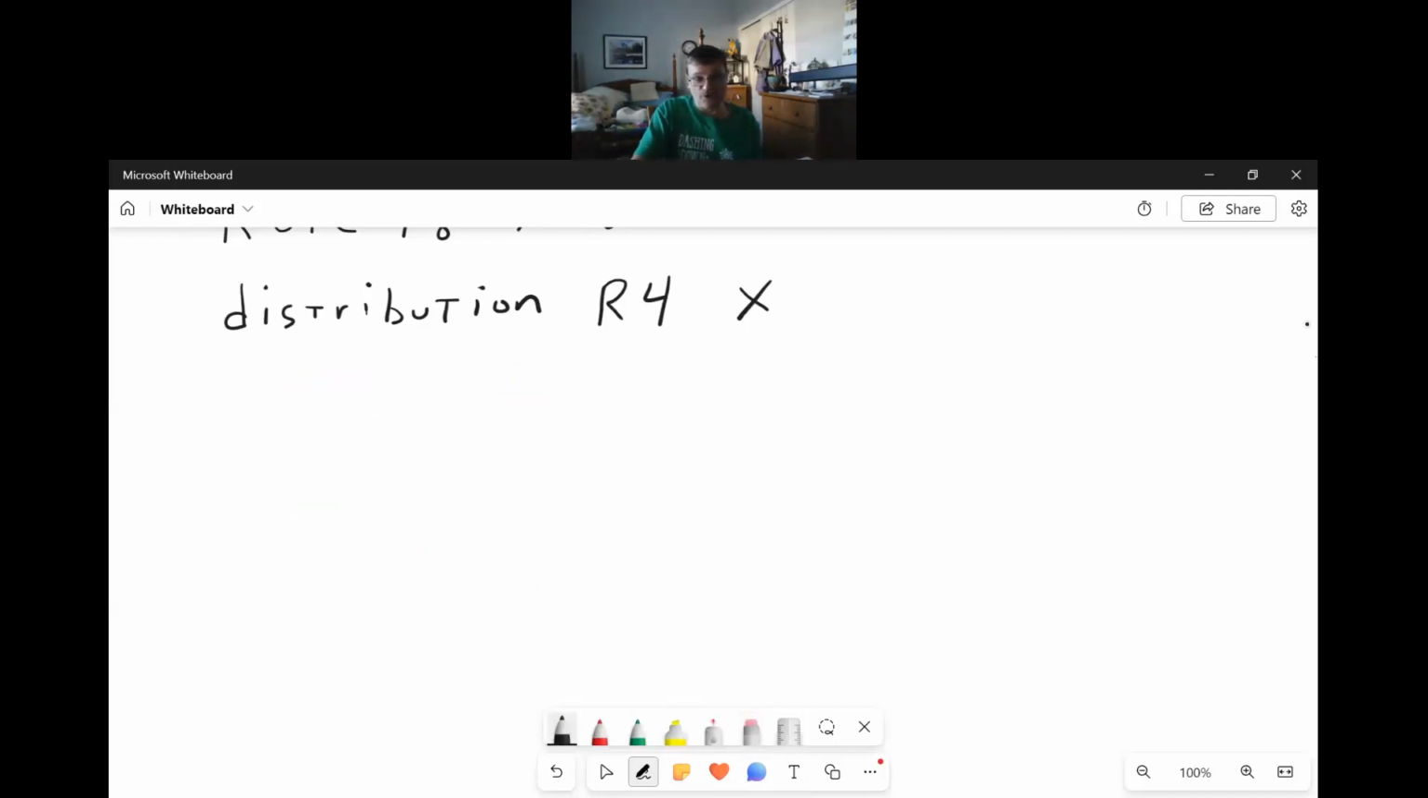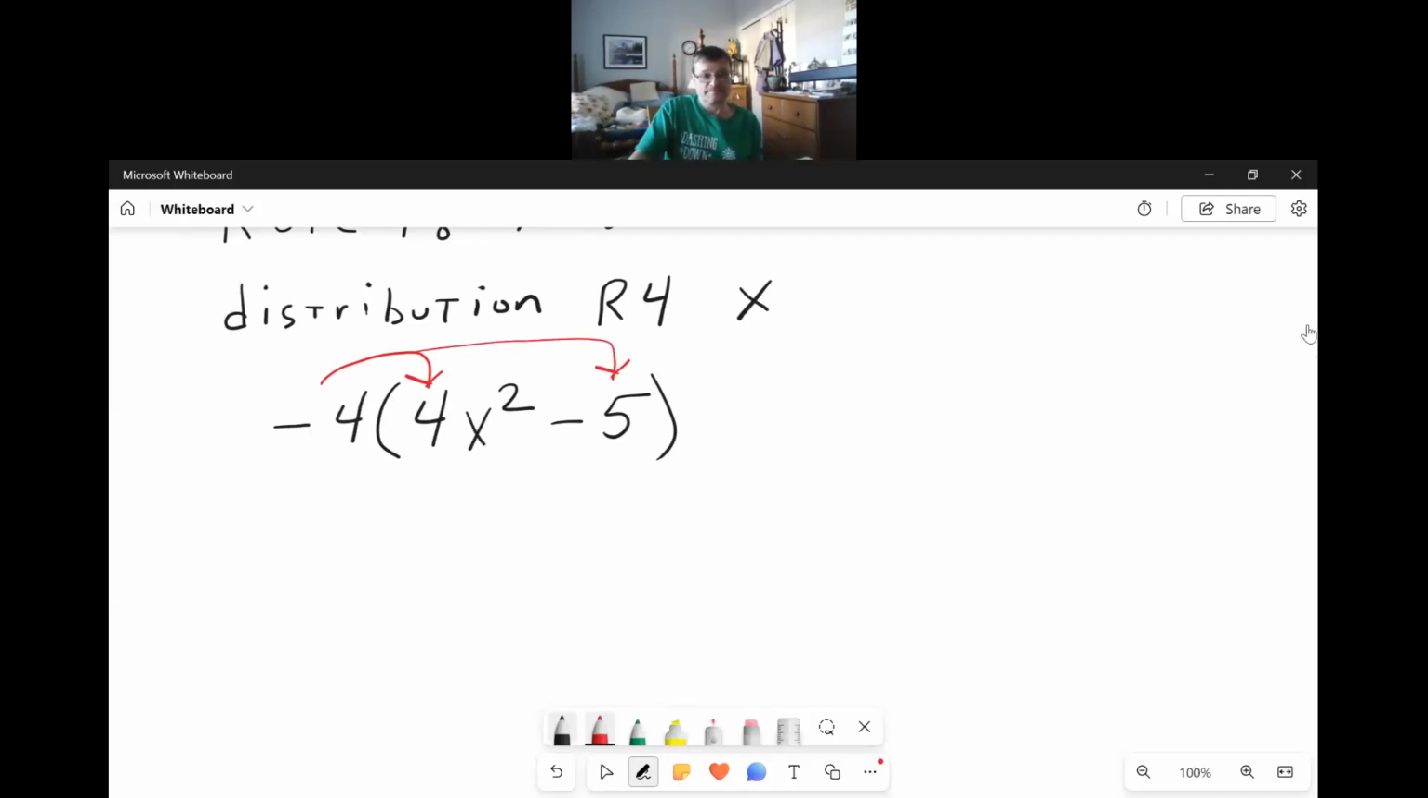Let's bring in the integer sign rules of number 4. So negative 4, 4x to the second power minus 5. So again, we're doing distribution, rule number 4. You're going to take that negative 4, multiply it with everything inside. So then negative 4 is going to multiply with the 4x squared. So that's the first thing we're going to do. Figure that out in a little bit. Then we're going to take that same negative 4 and multiply it with the negative 5.